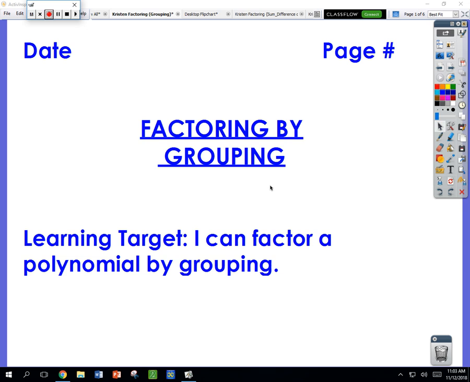Okay, tonight we're going to talk about factoring by grouping. So this is when they're written a different way than perfect cubes, sum and difference of perfect cubes. So go ahead and get the date, the title, the page number, the learning target down, and if you need to, you can pause it.